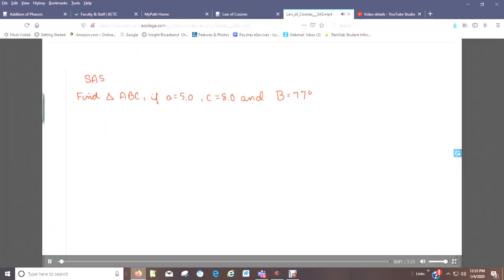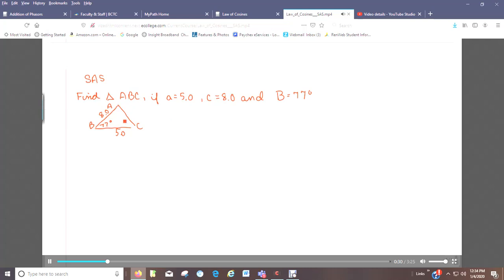In the case of side angle side, we are going to use the law of cosines. Let's just draw a picture of this thing. We have angle B, so I'm just going to go ahead and label that as 77 degrees. We have side A, which is directly across from angle A, and we have side C, which is directly across from angle C. So notice side, angle, side.